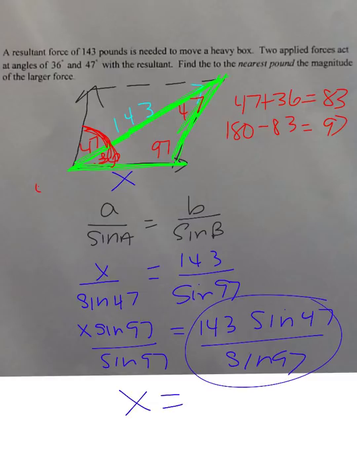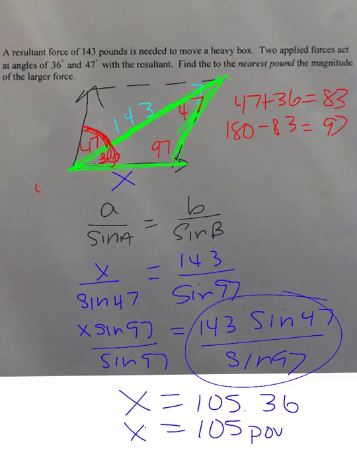So just plug this into the calculator all at one time. We get 105.36. To the nearest pound would be 105 pounds.